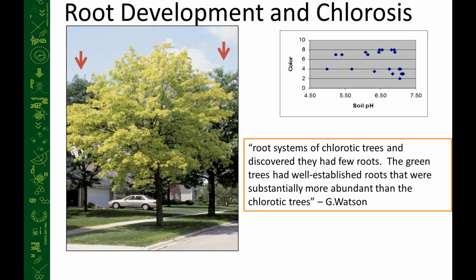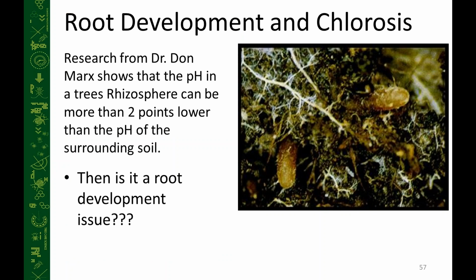Some other cool research, again from Dr. Don Marks, finds that trees with a well-developed root system can influence the rhizosphere, the area directly around the roots, by 2 pH points. So think about that. First off, pH is on a logarithmic scale, so going from a pH of 5 to a pH of 6 is a long way to go on a logarithmic scale. These trees with a healthy root system can influence the rhizosphere by 2 pH points.